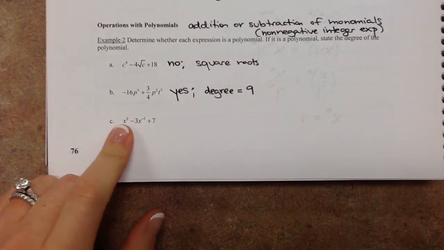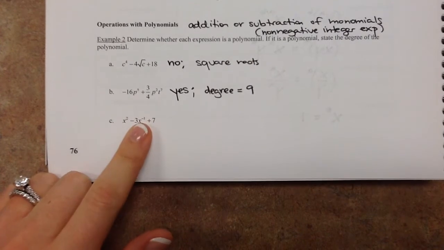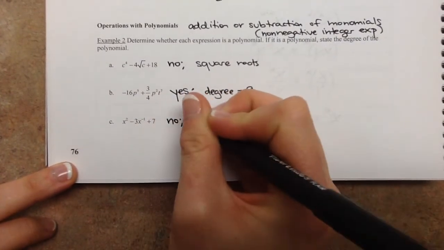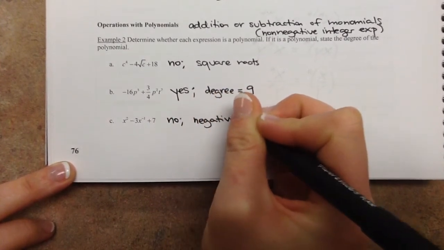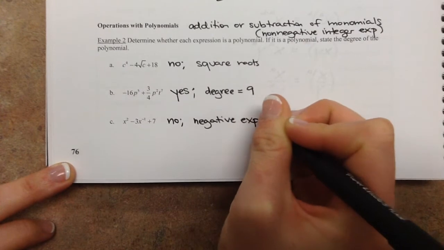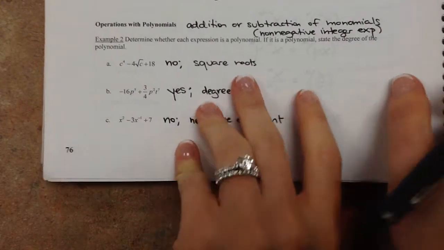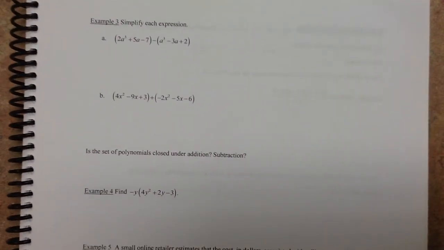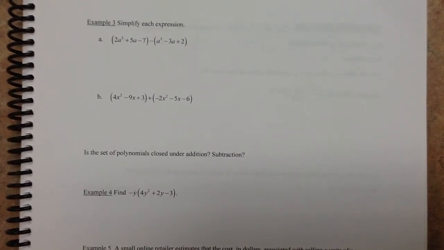Okay, this next one, x squared, the 2 works. Negative 3x to the negative first, that's a problem. There's a negative exponent right there. So the reason this was not a polynomial is because we had a negative exponent. Okay, so that's that first part, just learning to categorize them. Now we're going to work with them. We're going to add, subtract, multiply, and divide. So we're not going to divide, just the 3: addition, subtraction, and multiplication.